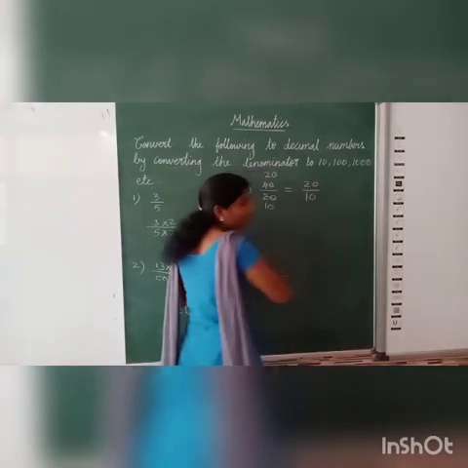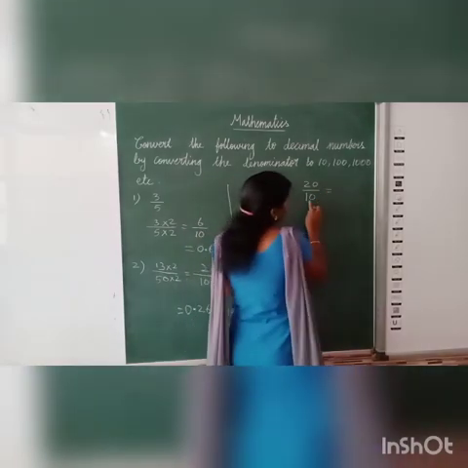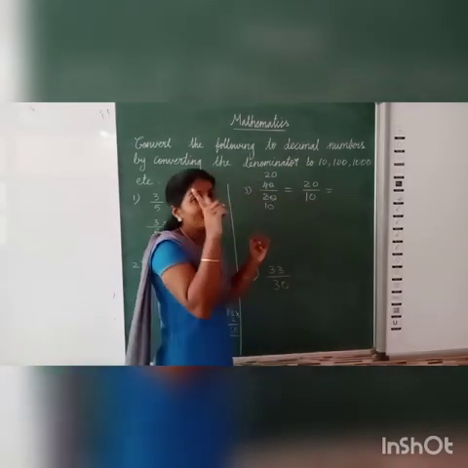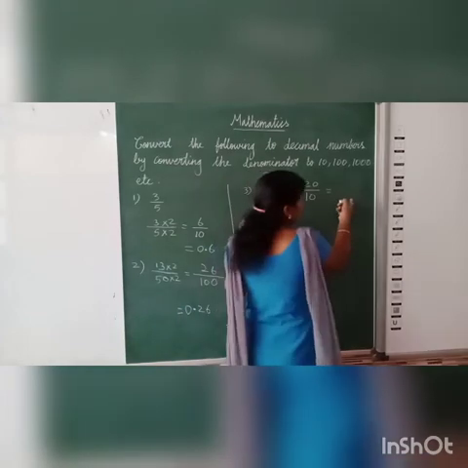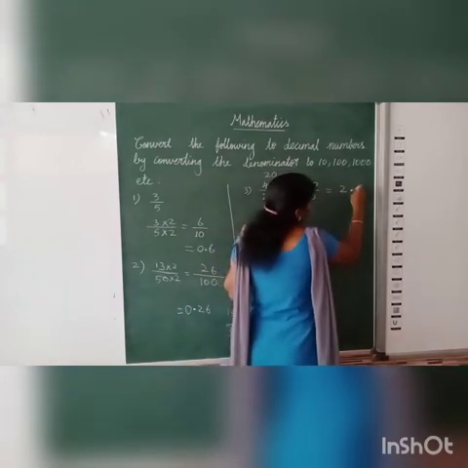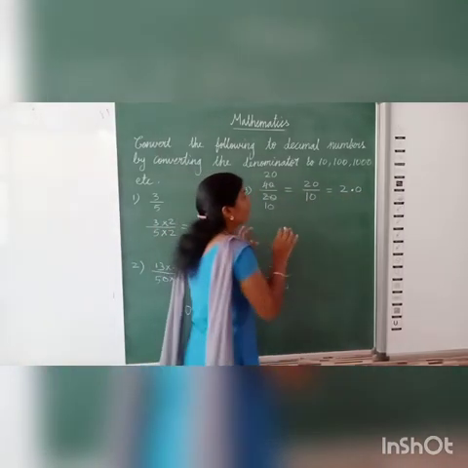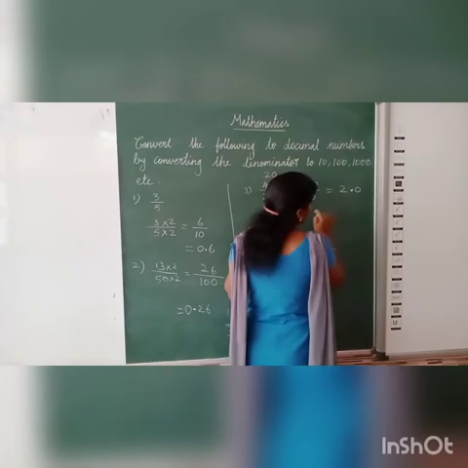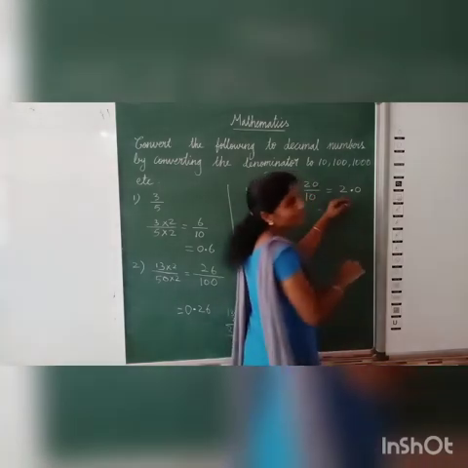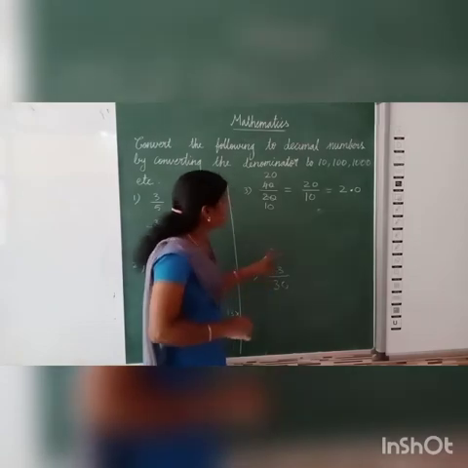20 by 10. Now listen, after the point we need only 1 digit. Already we have 2 digits, so 2.0. 2.0 means what's the value? 2. This is the decimal number, 2.0. Okay, now listen, fourth one.